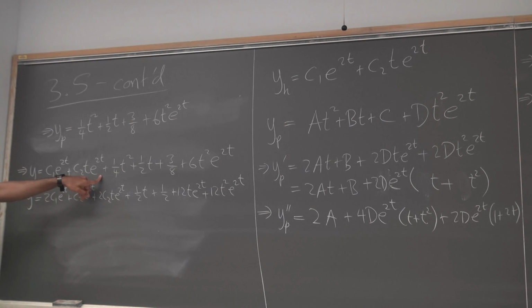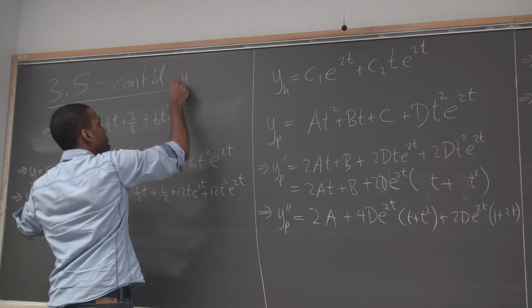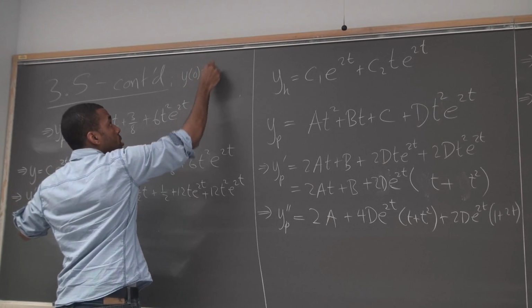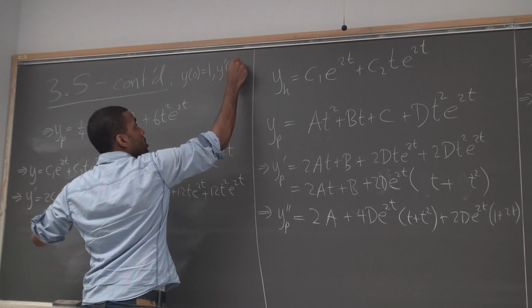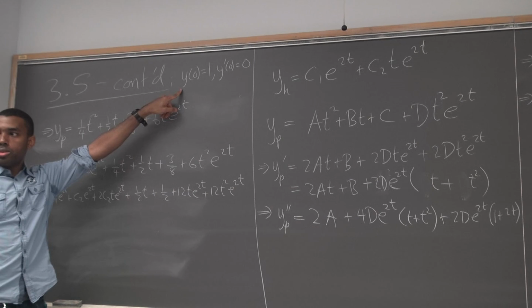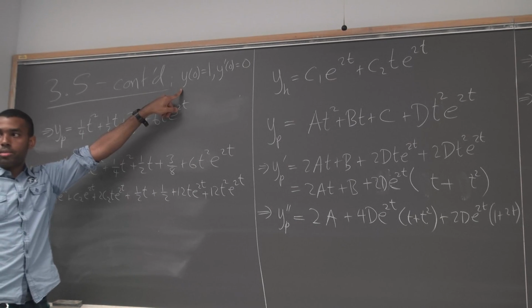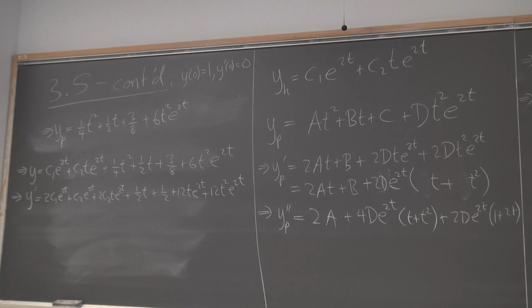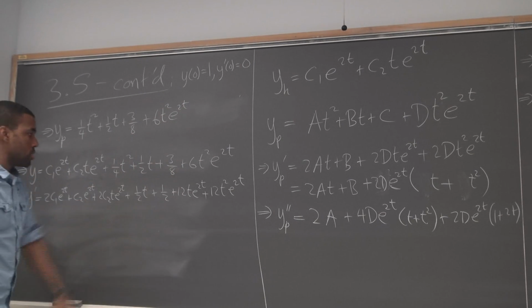When they give you the initial conditions, what did they say here, by the way? y of 0 was 1, and y prime of 0 was 0. When they say y here, they're talking about the general solution, right? So it's not good enough to just have the homogeneous one. Whenever you're trying to find the initial condition, you have to plug in the general solution.